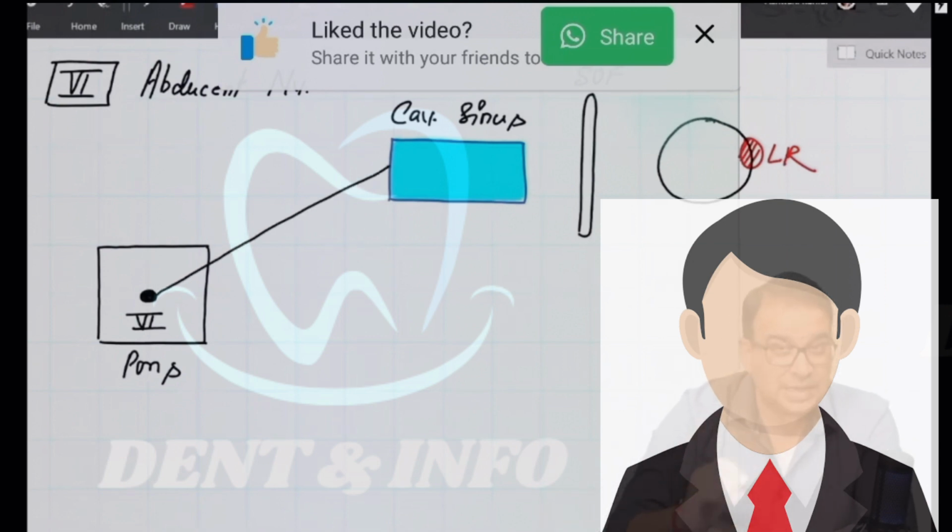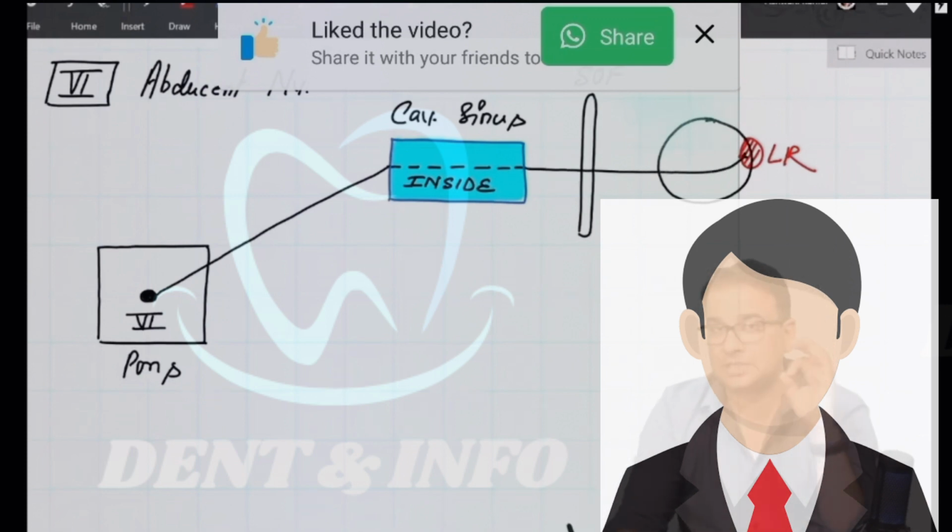One thing. And second important thing is, this nerve is not present in the lateral wall. This is the only cranial nerve which is present inside the cavernous sinus. It will go through the inside of the cavernous sinus. So this nerve is basically running through the cavernous sinus, and then through the superior orbital fissure, and ultimately supplying the lateral rectus muscle. The third nerve and fourth nerve, you saw, were present in the lateral wall, but this nerve is basically running inside the cavernous sinus.